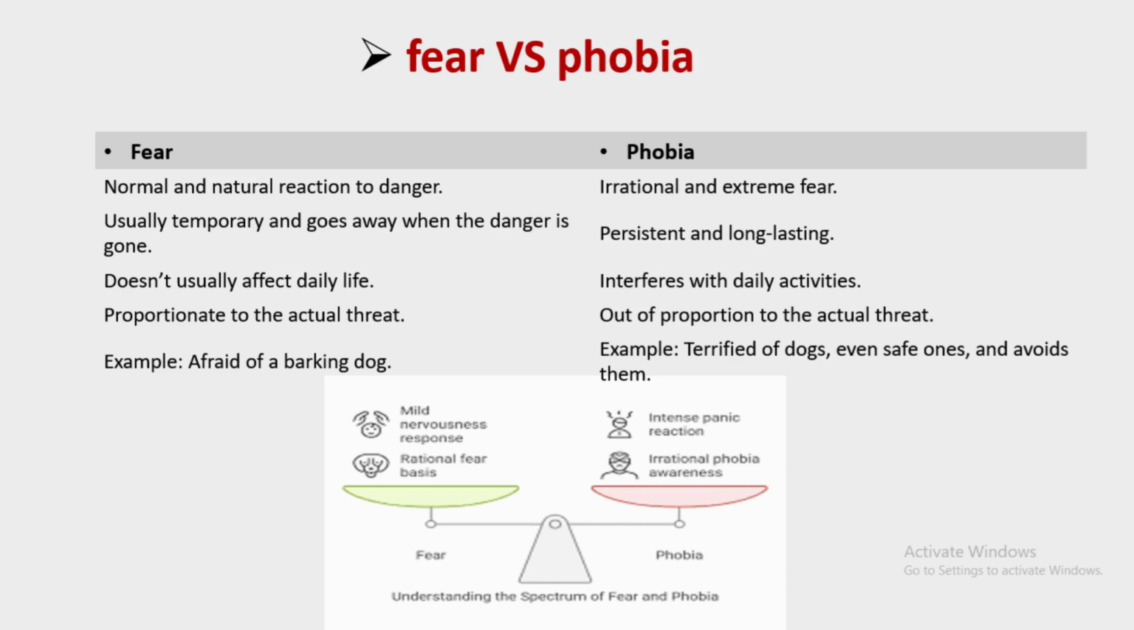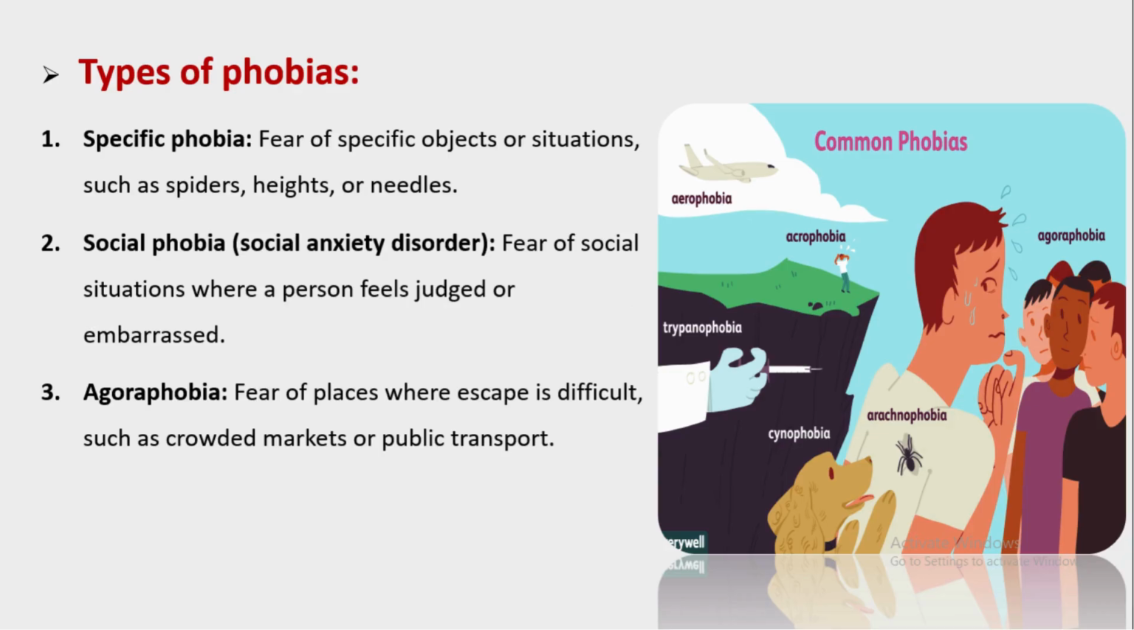Fear does not usually affect daily life, while phobia interferes with daily activities. Fear is proportionate to the actual threat, while phobia is out of proportion to the actual threat. For example, in fear, one is afraid of a barking dog, but with phobia, one is terrified of dogs, even safe ones, and avoids them.